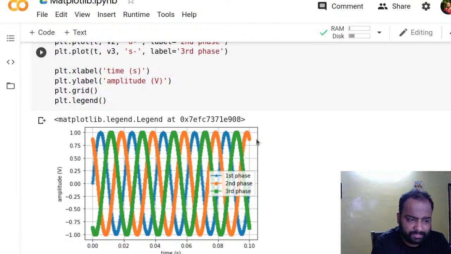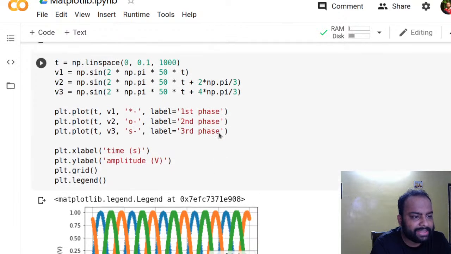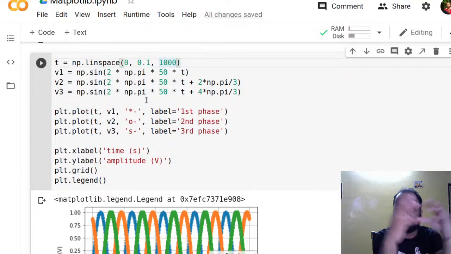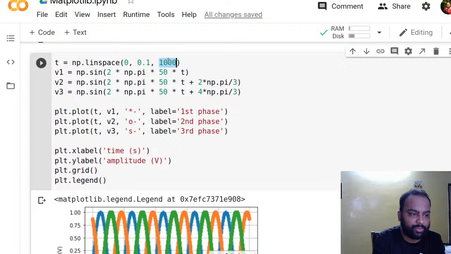So what happened is that the points are too close by, so they are not sufficiently far apart for these markers to be properly visible, because within this small plot I have created 1000 points, so the points are not far apart enough for the markers to be properly visible, right? So now we have a dilemma. We have to either make the plot larger or reduce the number of points. Let's go with the second option. Let's reduce the number of points.